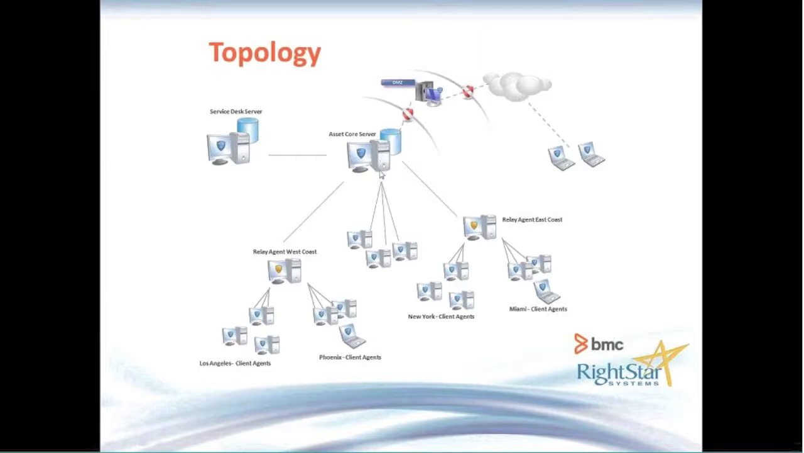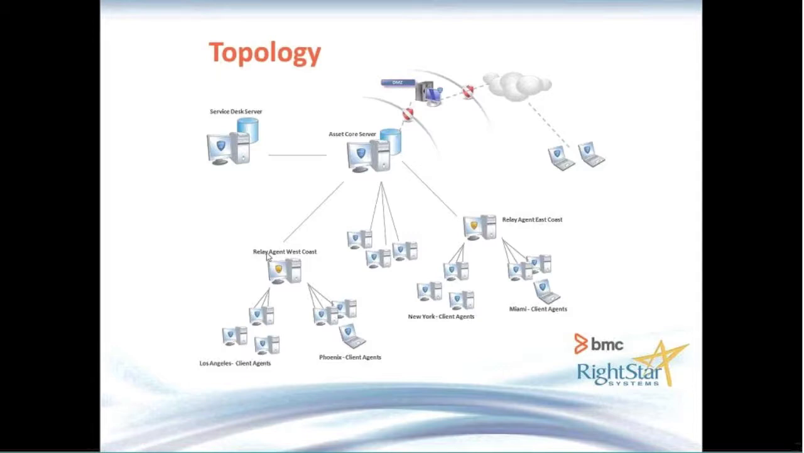What you'll see just south of the server there, the core server, are client devices. And so those client devices can connect directly into the Asset Core server, or the client management server, or you'll notice here on the left, I have what's called a relay. And the relay is a part of the infrastructure that really helps me be more efficient with my distributions.